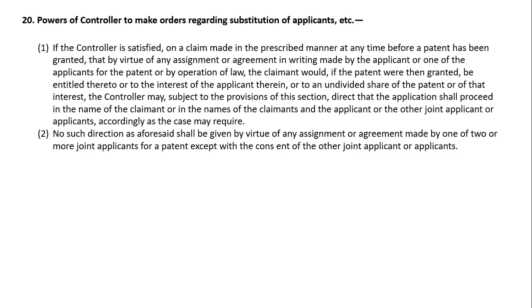So you have to remember only one point. Before the grant of patent, you can add or substitute any applicant's name by virtue of an assignment or an agreement that you have made in writing. आपने कोई स्टैम्प पेपर पे एग्रीमेंट कर लिया कि ओके आई एम ओके कि आपका नाम भी मेरे साथ ऐड हो रहा है, या तो फिर किसी एक का नाम सब्स्टिट्यूट कर रहा है, ठीक है? So you have to remember this part only. This is the crux of subsection 1.